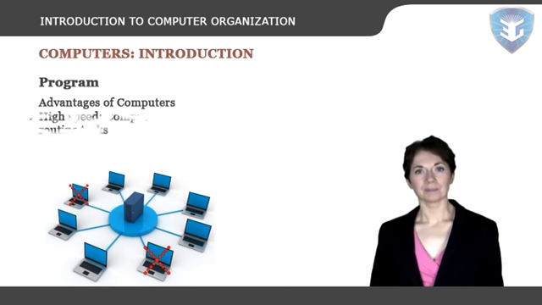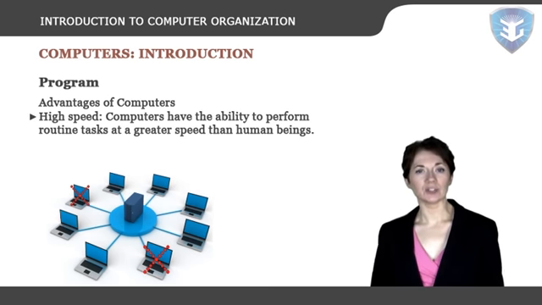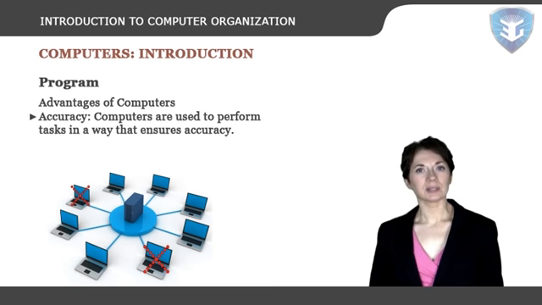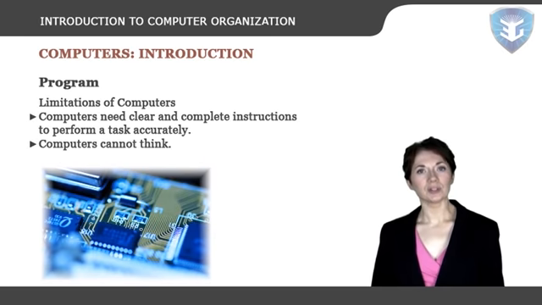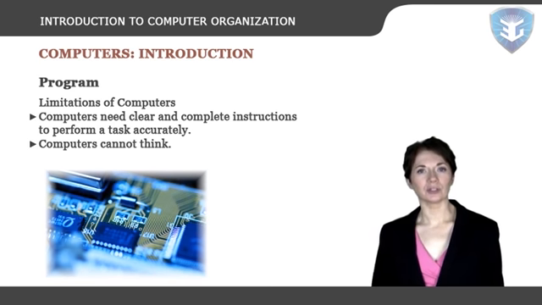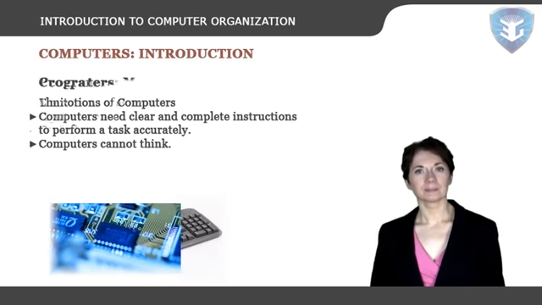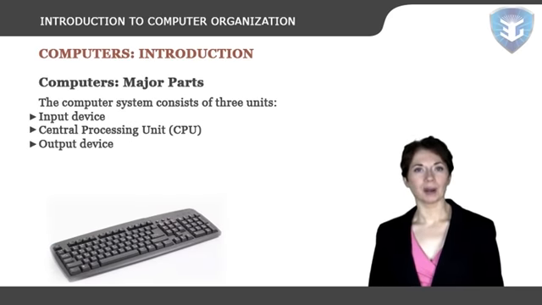Advantages of computers. High speed. Computers have the ability to perform routine tasks at a greater speed than human beings. They can perform millions of calculations in seconds. Accuracy. Computers are used to perform tasks in a way that ensures accuracy. Limitations of computers. Computers need clear and complete instructions to perform a task accurately. Computers cannot think.